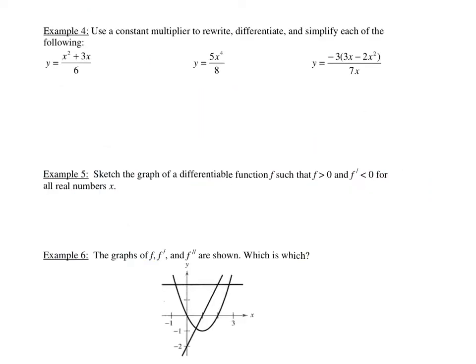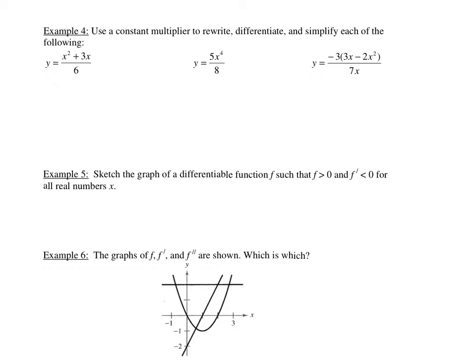So, with example 4 here, the main thing with example 4 is just to make sure that you don't make your life more difficult than it has to be. Okay? So in each of these cases, we actually do not need to use the quotient rule for any of these. Okay? And that is because you can look at these as a constant multiple.